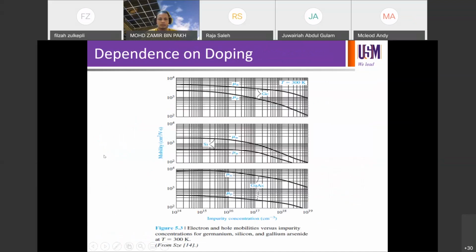So another one, electron and hole mobilities versus impurity concentration for germanium, silicon, and gallium arsenide. Germanium is the first one, then silicon and gallium arsenide. If you look at this graph, for the three different semiconductor materials, say we are working with a 10^16 doping level and n-type, which one has the highest electron mobility? Which semiconductor has the highest electron mobility?